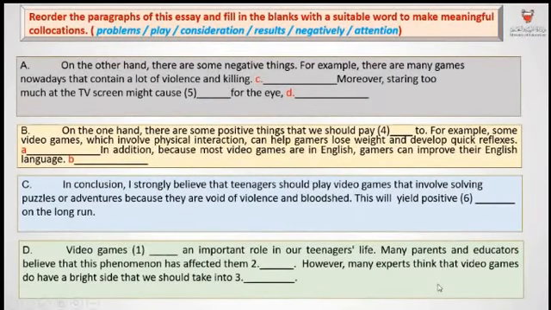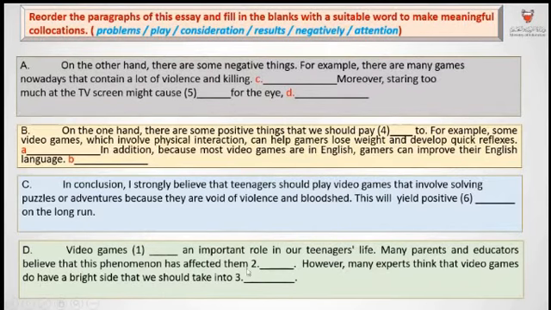All right, so this is an example of a for and against essay. Your job is to reorder the paragraphs of this essay and fill in the blanks with a suitable word to make meaningful collocations. A collocation is a combination of two words. You will see that there are letters. Forget about the letters C, D, A, B, C, D. Forget about them. You go for the numbers.